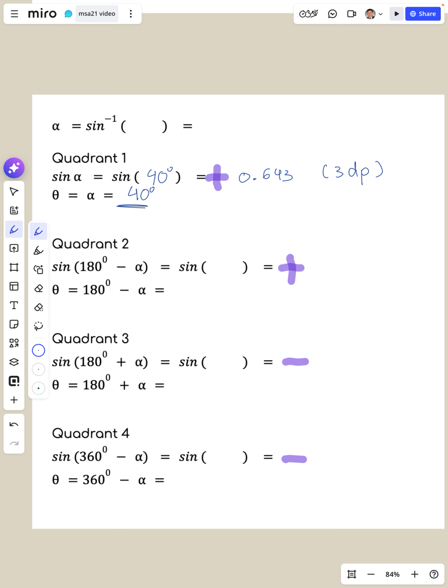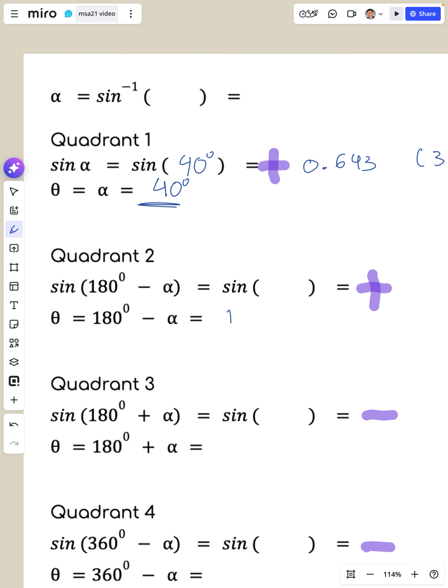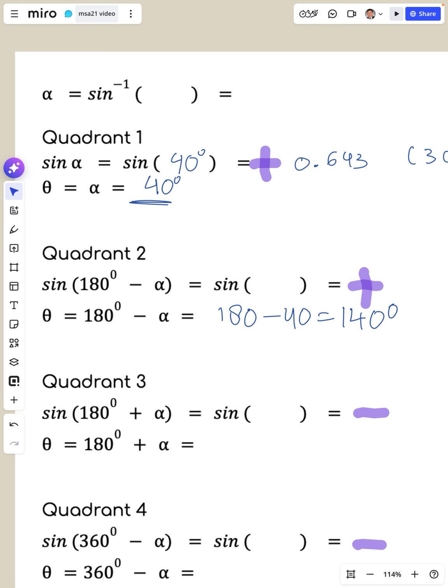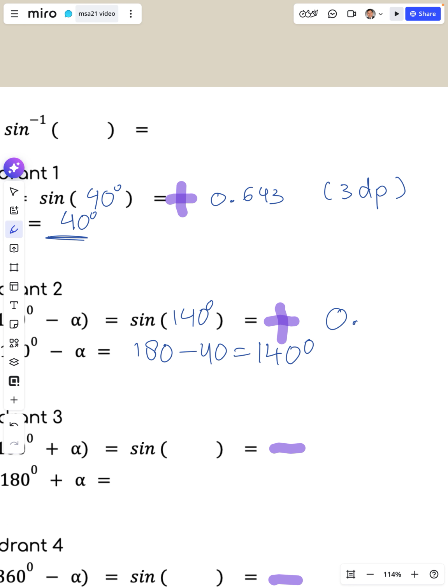We know that alpha is 40 degrees, which means 180 minus alpha will be 180 minus 40, which is 140 degrees. Then we were asked to find the sine value of this angle. Sine 140 will be positive 0.643. Later we are going to check.